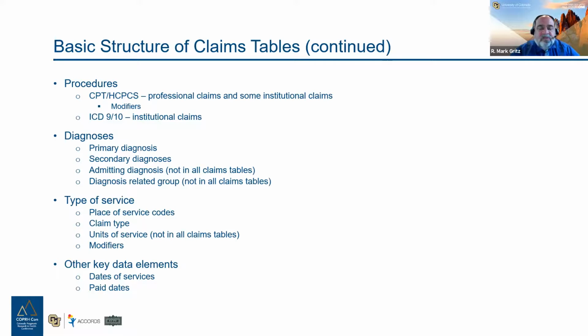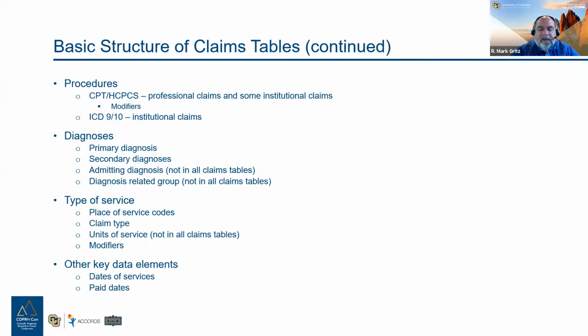For some services that are delivered, such as therapy or skilled nursing services, there will also be a unit of service, which are often hours or minutes. And then there are also modifiers to the place of service codes and claim types that are often there in those type of service codes.